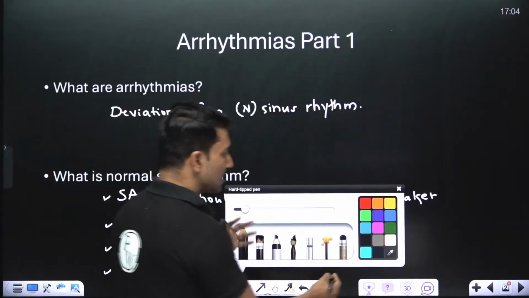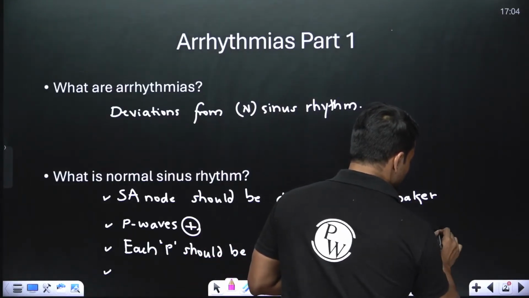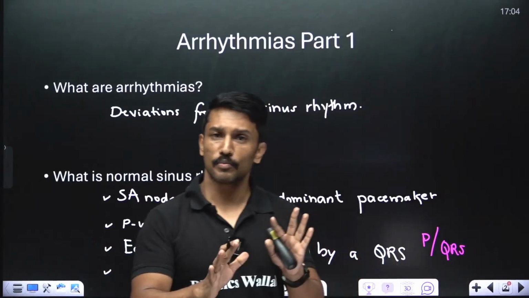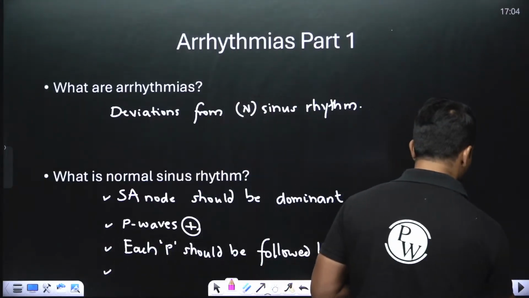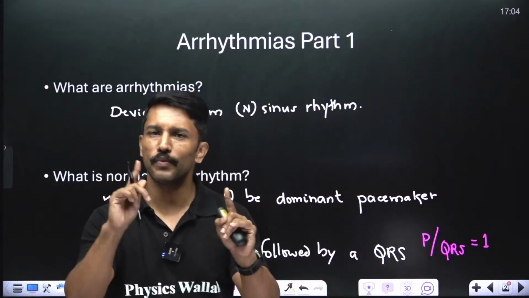In other words, I can express it this way. If I look at any ECG and I look at the ratio of P and QRS, if it is normal sinus rhythm, right, it should turn out to be 1. It should turn out to be 1. For 1 P, there should be 1 QRS.